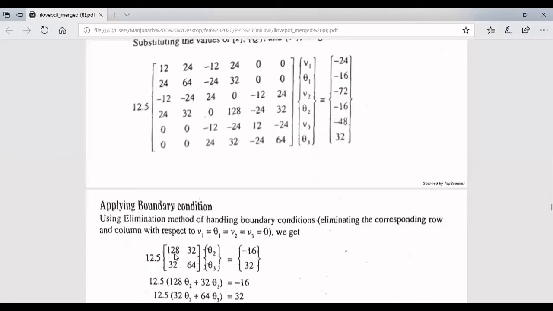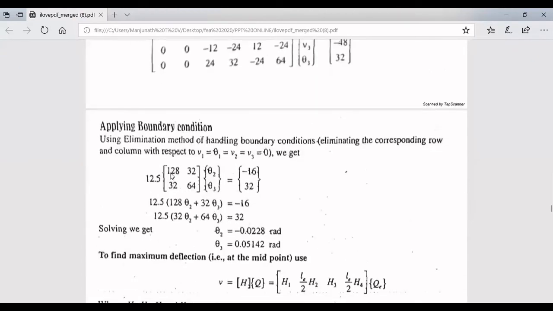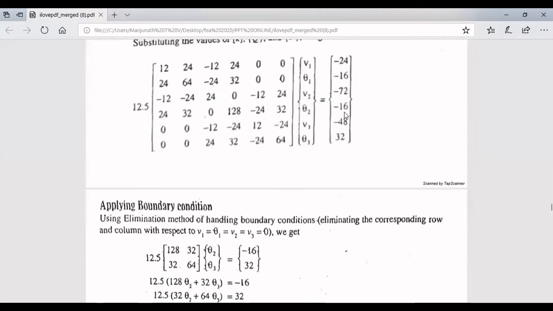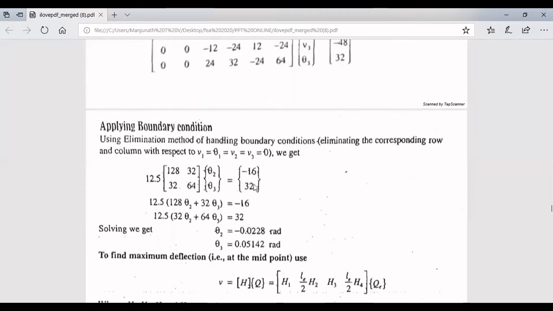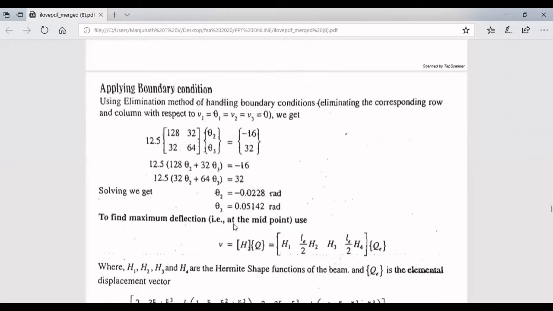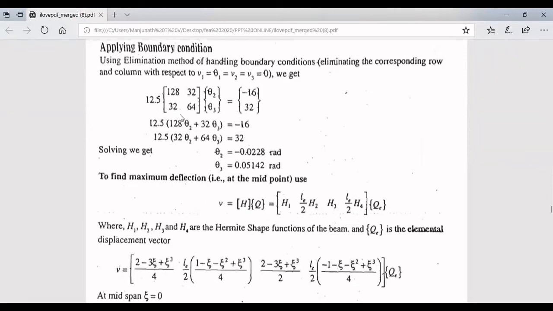You can see here 128, 32, 32, 64, 128, 32, 32, 64. This equation remains after eliminating all the rows and columns with respect to V1, theta 1, V2, V3. We get the equation 128, 32, 32, 64, times theta 2, theta 3, which is equal to the force vectors minus 16 and 32. Now, with simplification we are going to obtain theta 2 and theta 3. As we simplify this, we get the values for theta 2 and theta 3.